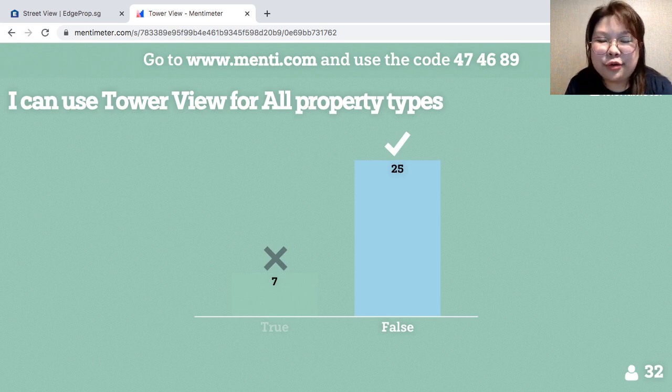Okay, so it looks like most people are correct. The answer is false. Not all property types. So for landed, shophouses and standalone factory, you cannot use Tower View, you must use Street View.